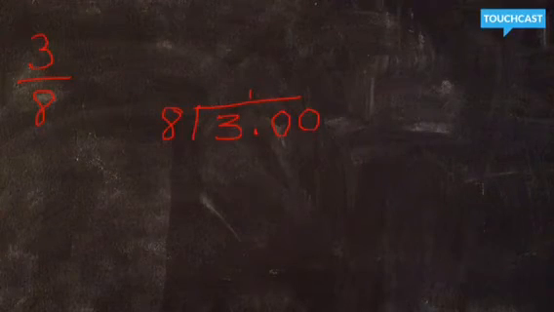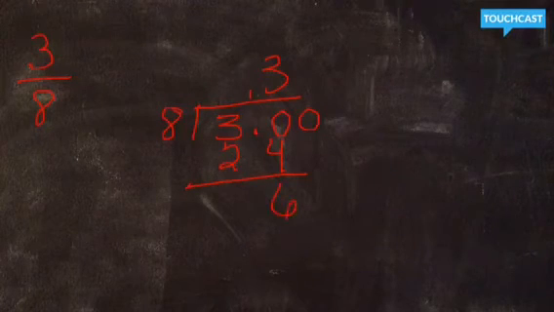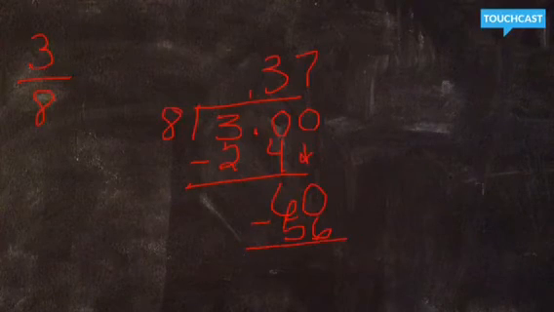So here we go. 8 doesn't go into 3. 8 will go into 30 3 times. So that would be 3, and then 8 times 3 is 24. And if you subtract, you'll get 6. Bring down, and you get 60. Divide 8 into 60. It goes 7 times. 7 times 8 is 56. Subtract. You get 4.